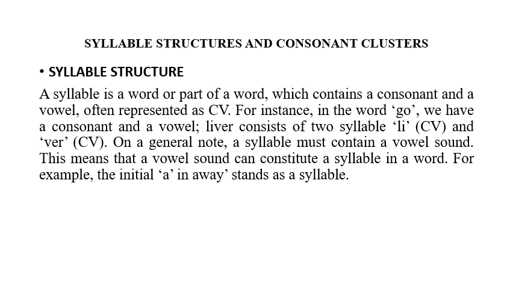On a general note, the syllable must contain a vowel sound. This means that a vowel sound can constitute a syllable in a word. For example, the initial A in away stands as a syllable. So away has two syllables, a as a syllable, way as another syllable.